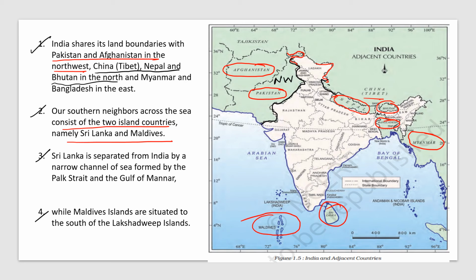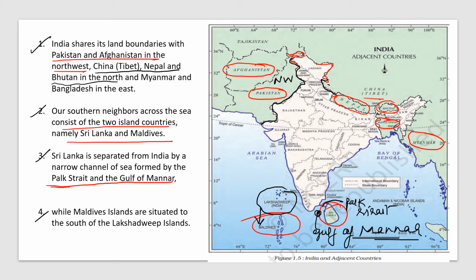Sri Lanka is separated from India by a narrow channel of sea formed by the Palk Strait and Gulf of Mannar. Here is the Palk Strait and here is the Gulf of Mannar. While the Maldives islands are situated to the south of the Lakshadweep Islands. This is India's Lakshadweep Islands and south of it is Maldives.